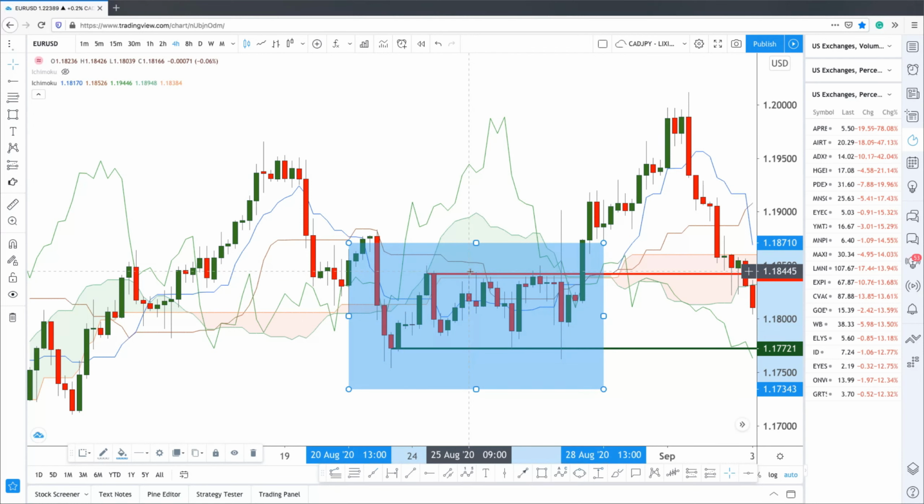Ichimoku cloud might not be the best indicator here. Okay, so we want to look at something that is more range bound, for example, stochastics or even RSI, right? So indicators that help when the market is ranging. So basically indicators that identify overbought and oversold regions.